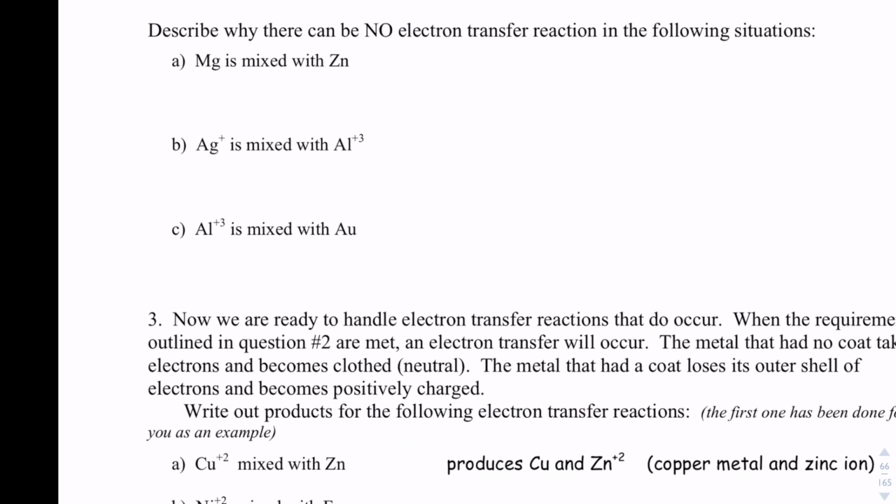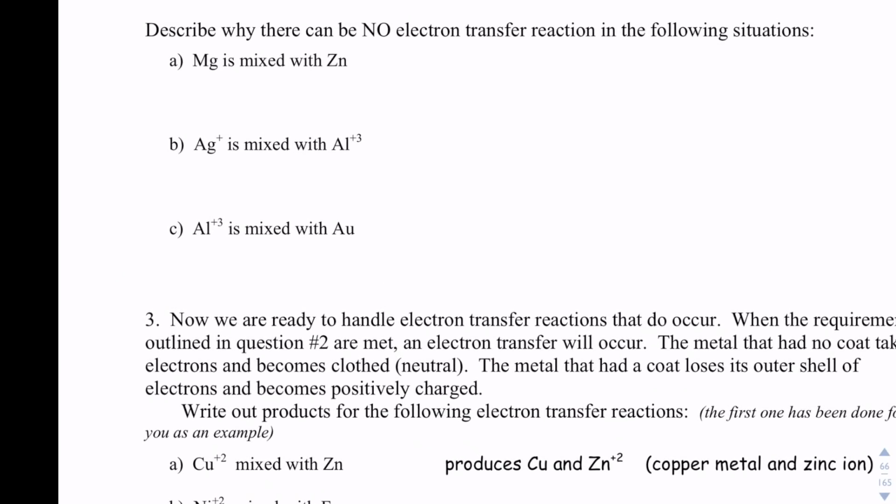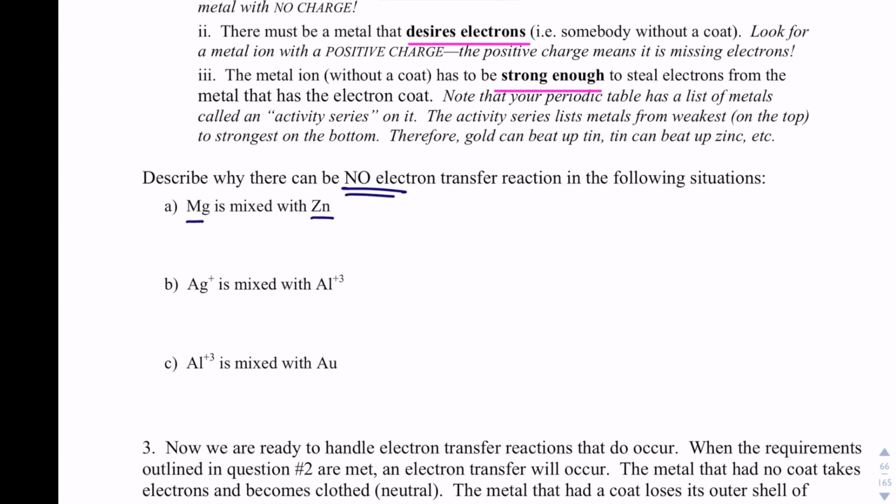Describe why there can be no electron transfers in the following situation. So it's telling us this cannot happen. Magnesium is mixed with zinc. So we look at our requirements. There must be a metal with an electron to give. Magnesium has an electron to give. It's neutral. Zinc also has an electron to give. It's neutral. So our problem then is with number 2.